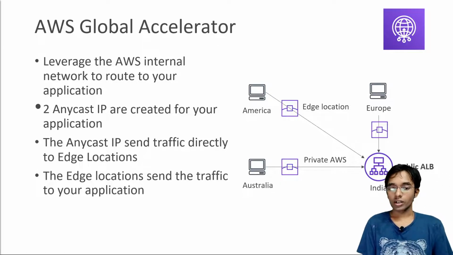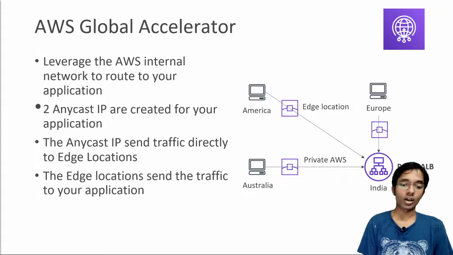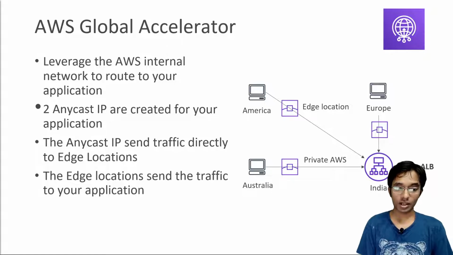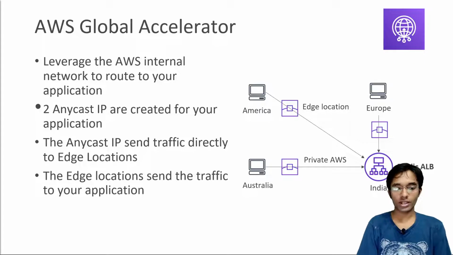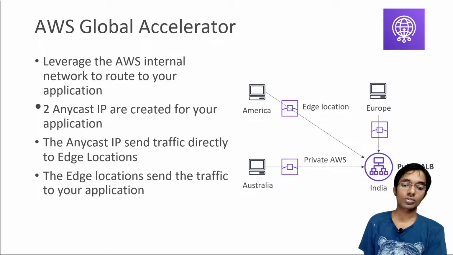So in India, but your clients are in Australia, America, and Europe. Well, the way it's going to work is that they are going to use the Anycast IP, which is going to redirect to an edge location here, and from that edge location, the traffic will go privately on the AWS network from the edge location into your desired endpoints. So this Global Accelerator really gives you some acceleration.